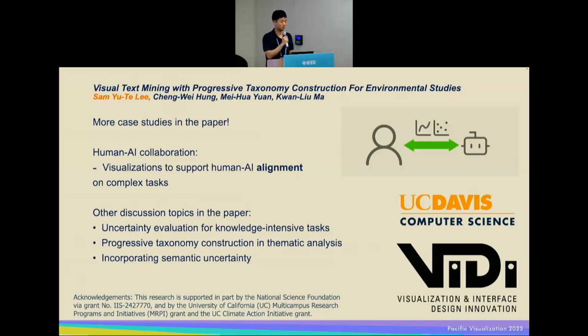Okay, so that is the end of my talk. There are some more interesting topics discussed in the paper, such as using this uncertainty evaluation for other knowledge-intensive tasks, using this similar workflow for thematic analysis, and of course incorporating semantic uncertainty in our chart. And yeah, that's the end of my talk. Thank you for your attention.